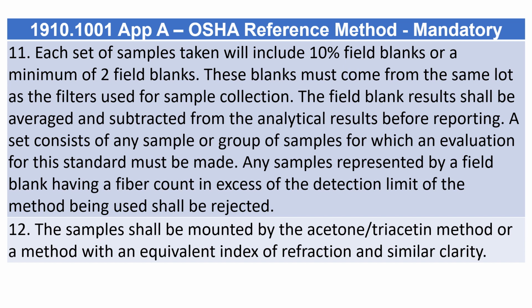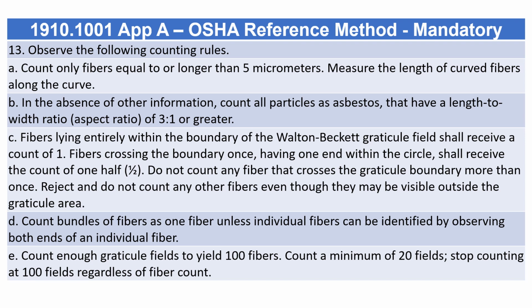12. The sample shall be mounted by the acetone/triacetin method or a method with an equivalent index of refraction and similar clarity. 13. Observe the following counting rules. A. Count only fibers equal to or longer than 5 micrometers. Measure the length of curved fibers along the curve. B. In the absence of other information, count all particles as asbestos that have a length-to-width ratio, aspect ratio, of 3:1 or greater.